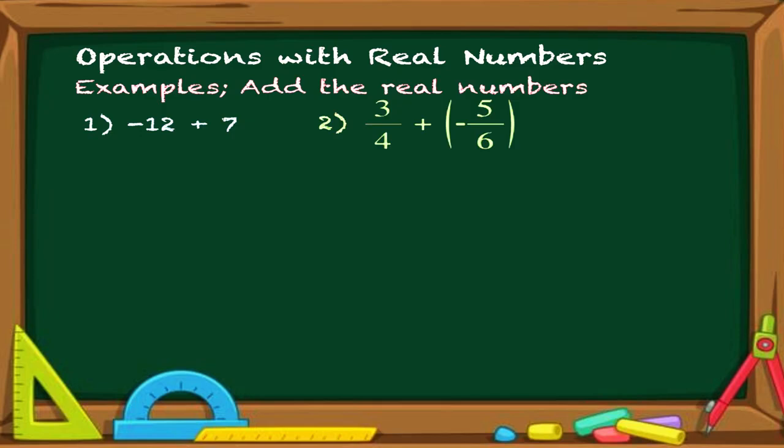In this video, we'll show operations with real numbers. Now, for these next examples, we are just going to do different operations with different types of real numbers, taking into account positives and negatives. So for this first one, we have negative 12 plus 7.